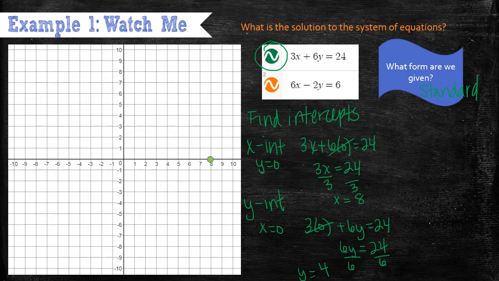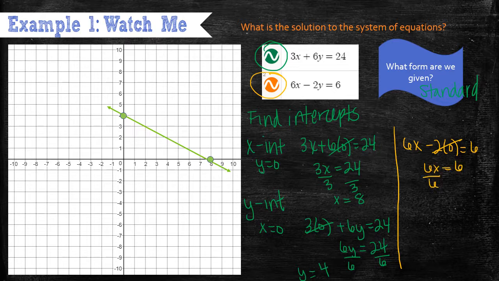Okay, so I can go ahead and graph. Here you can see I graphed my x-intercept. That's where it crosses the x-axis, at 8. And then my y would be at 4. And then I just draw in my line between those two points. So now that we did that for our green, or our first equation, I'm going to go ahead and do the same thing for the second equation. To find my x-intercept, we let y equal 0. So that term cancels. 6x equals 6. Divide both sides by 6, and x is just going to equal 1.